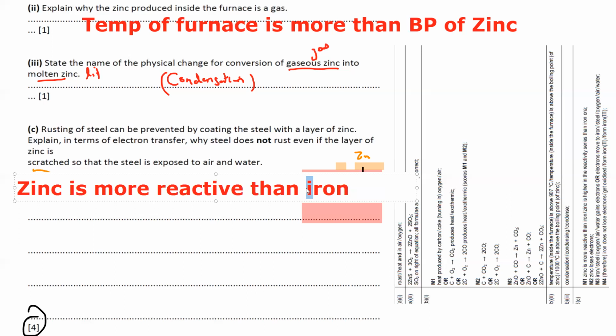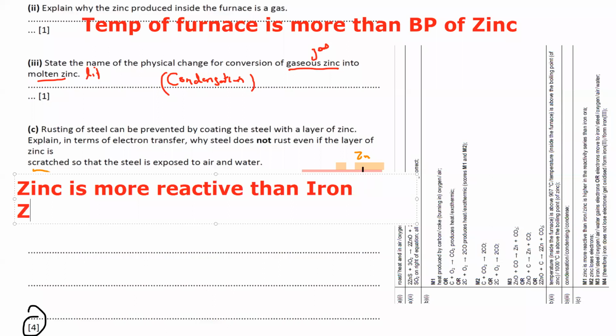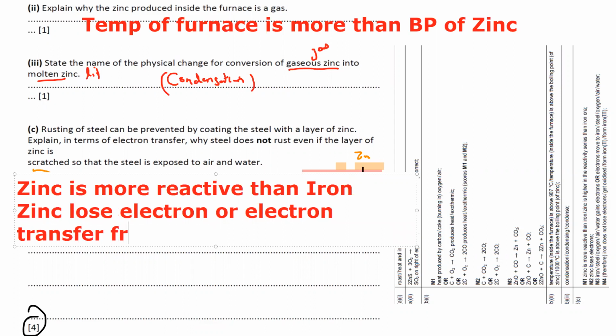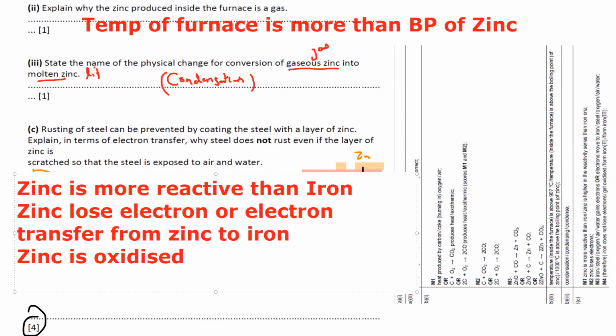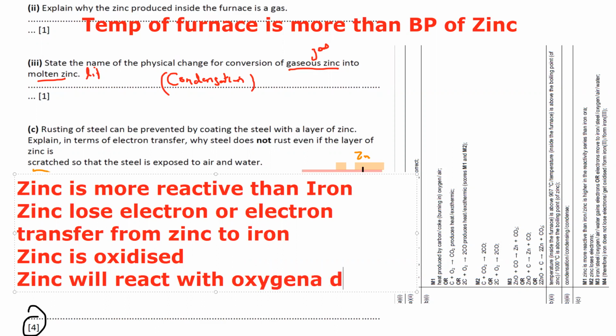Then because we have to use electron transfer as well, use the term electron. So zinc loses electron, or electron transfers from zinc, because zinc is more reactive, so always, as we discussed even in a chemical cell, electron always transfers from more reactive to less reactive. So electron transfers from zinc to iron. And whenever something loses electron, we say zinc is oxidized, because oxidation is loss of electron. And the last thing we can mention, that zinc will react with oxygen and water instead of iron.